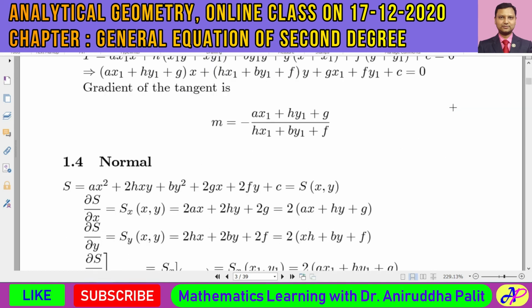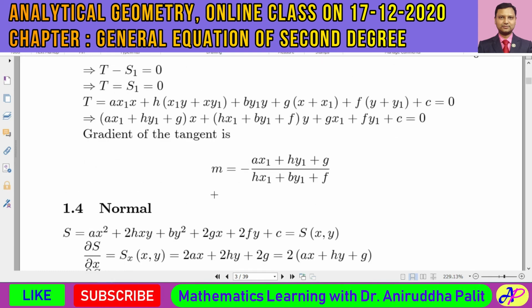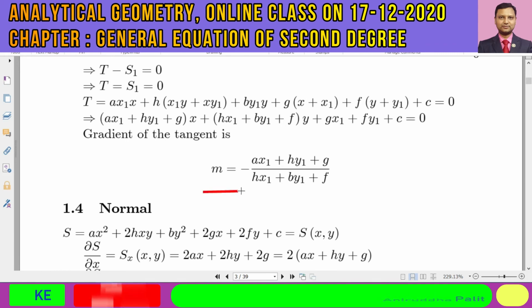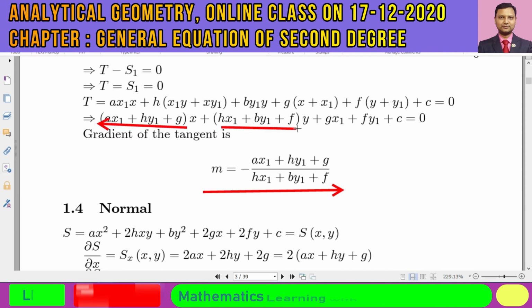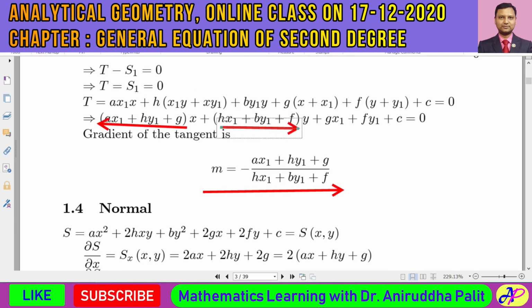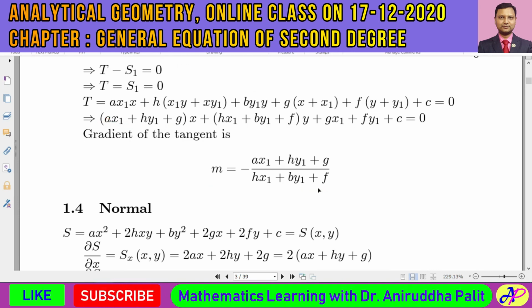Now we want to find out the equation of normal. How to find it? Firstly, we need to compute the gradient of tangent. This is the gradient of tangent, m is equal to this. You see, this is the coefficient of x and this is the coefficient of y. Therefore, we get the gradient over here. So in this way, we will get the expression of the gradient of the tangent.